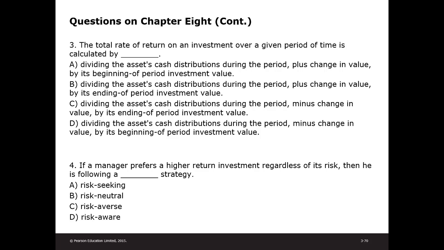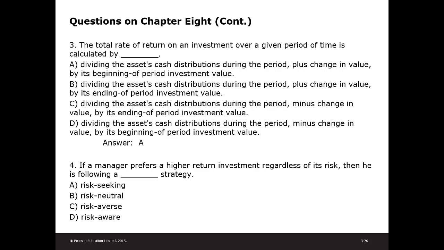The total return of an investment over a given period of time is calculated by dividing the asset's cash distribution during the period plus change in the value by its beginning of period investment value. That's true. Dividing the asset's cash distribution during the period plus change in value by its ending period investment value. That's not true. I think A is the answer here, as you know from the equation of measuring rate of return. So the answer is A.